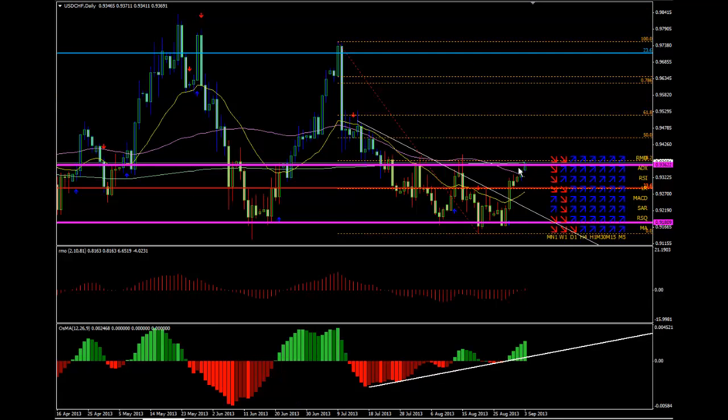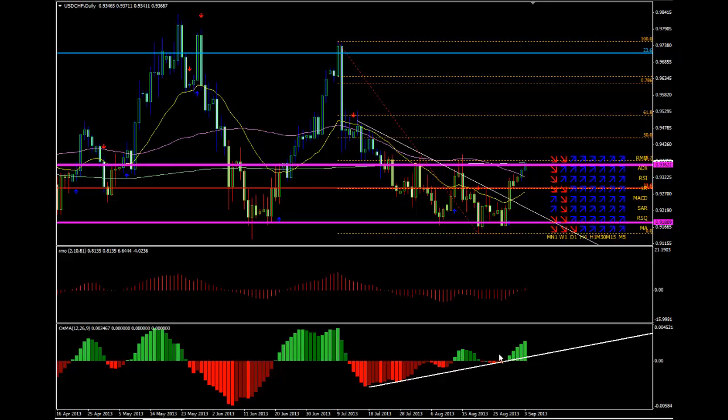Onto US dollar Swiss franc. Like the euro against US dollar, you can see quite clearly we have a lot of bullish sentiment. On the euro US dollar, we have a lot of negative sentiment. Now we have a lot of bullish sentiment. So they are complementing each other, and you can see we have a clear support level here, and price has actually built on that. RMO has just peaked above the zero line.